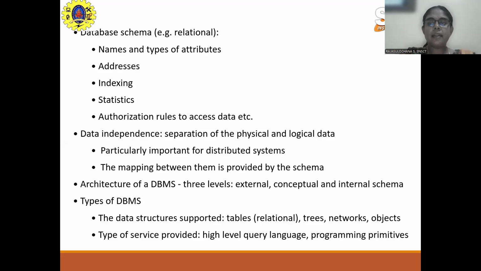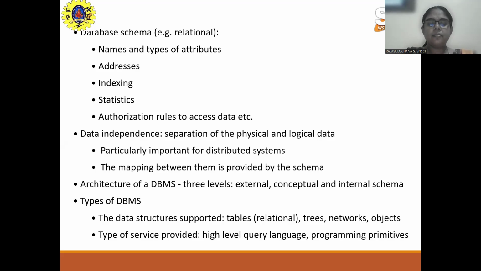If you look at the architecture of database management system, the architecture that we use these days is a three-level architecture or three-tier architecture, which contains three levels: the external level or external schema, the conceptual level or logical schema, and the internal schema or internal level.